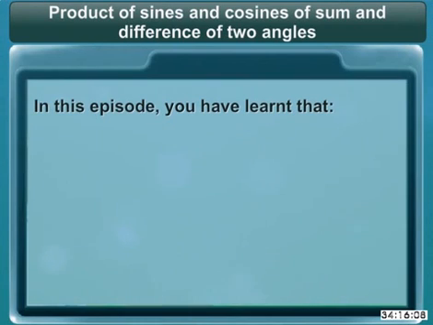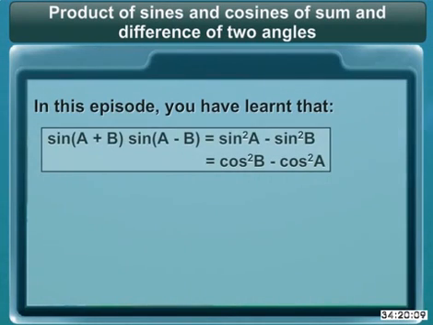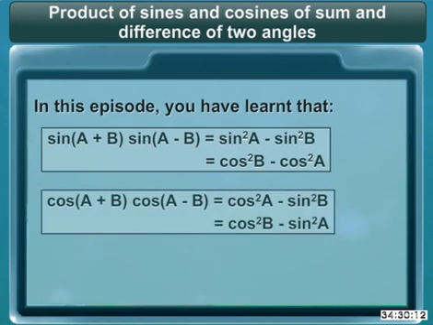In this episode you have learned sin of A plus B into sin of A minus B is equal to sin square A minus sin square B, or it is equal to cos square B minus cos square A, and cos of A plus B into cos of A minus B is equal to cos square A minus sin square B, or it is equal to cos square B minus sin square A.